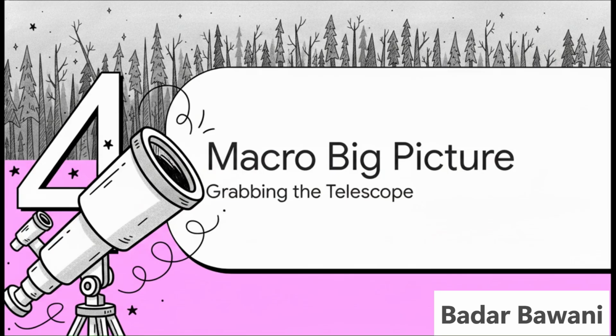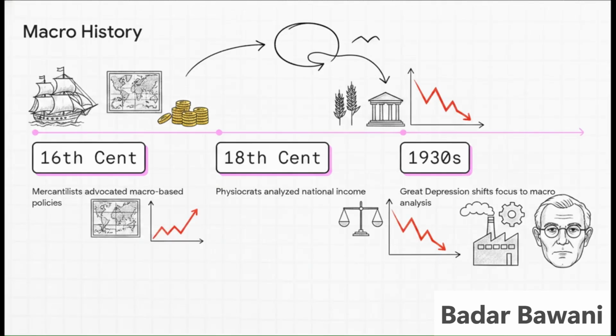Section 4, Macro, the big picture, grabbing the telescope. Let's see how this builds historically. To be fair, macro-level thought wasn't entirely new. Back in the 16th and 17th centuries, English merchants known as mercantilists pushed for policies based on a broader macro approach. In the 18th century, French thinkers called physiocrats analyzed national wealth. Even classical thinkers like Adam Smith talked about national income, but they heavily mixed it with microanalysis. Make no mistake, micro absolutely ruled the economics world until that catastrophic Great Depression.